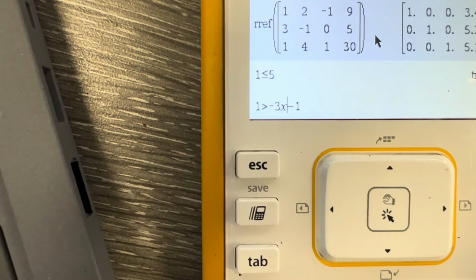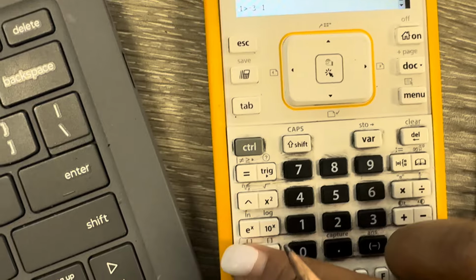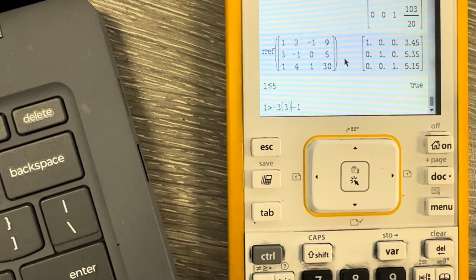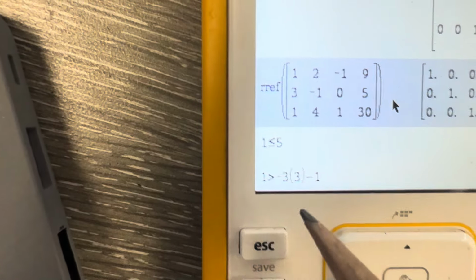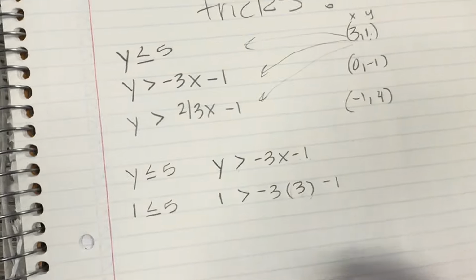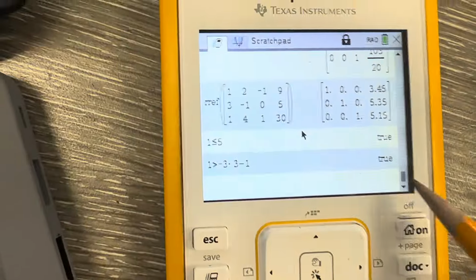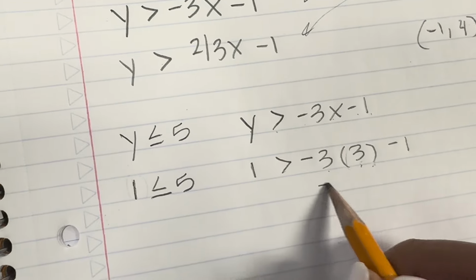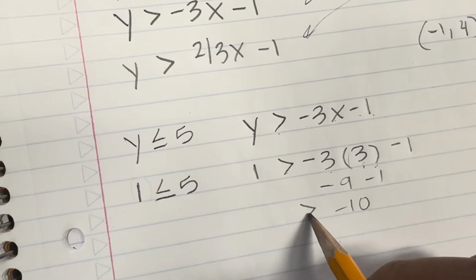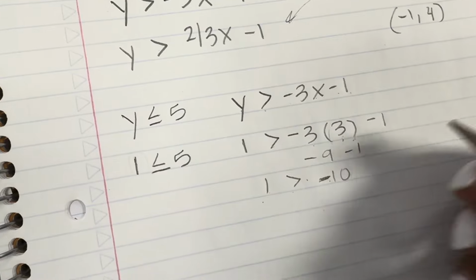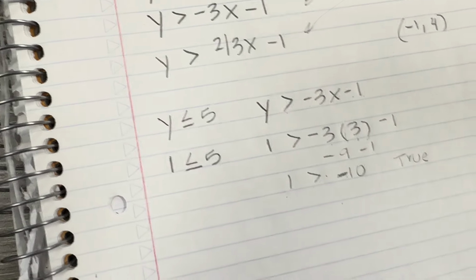Okay, so put the equation in and then erase your y and put 1. Erase your x and put parentheses, 3, parentheses, and hit enter. So you're asking yourself, negative 3 times 3, if you subtract 1, is that less than 1? That's what your question is. Enter. Yeah, that is true. You can also do it by hand. Negative 3 times 3 is negative 9. Minus 1 is negative 10. Is this a true statement? Is 1 greater than negative 10? Or is negative 10 less than 1? Yeah, it is, right? So you can do it by hand as well.